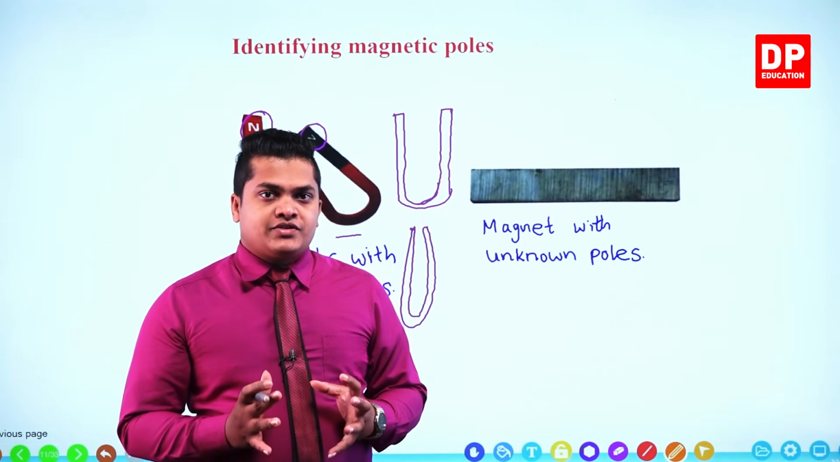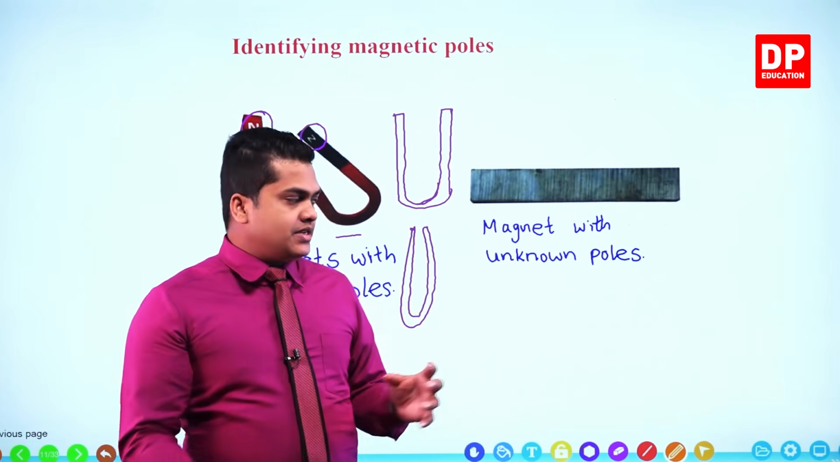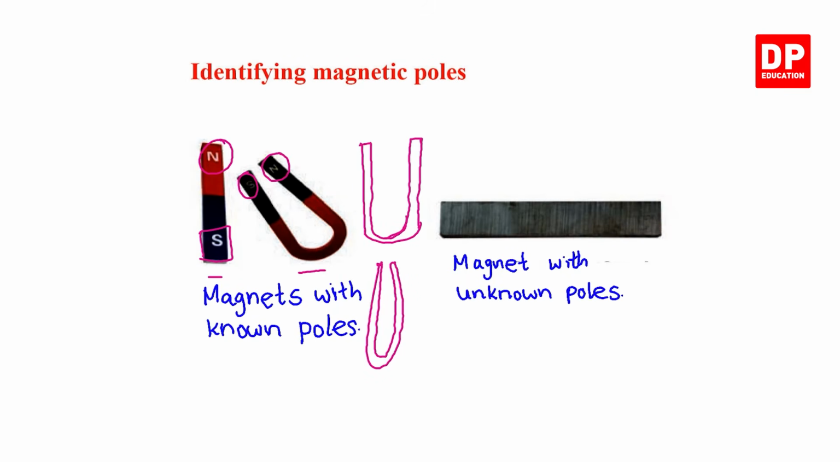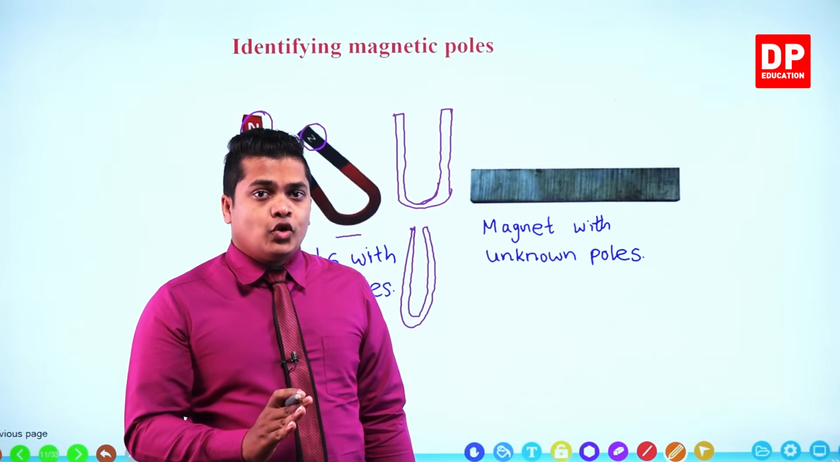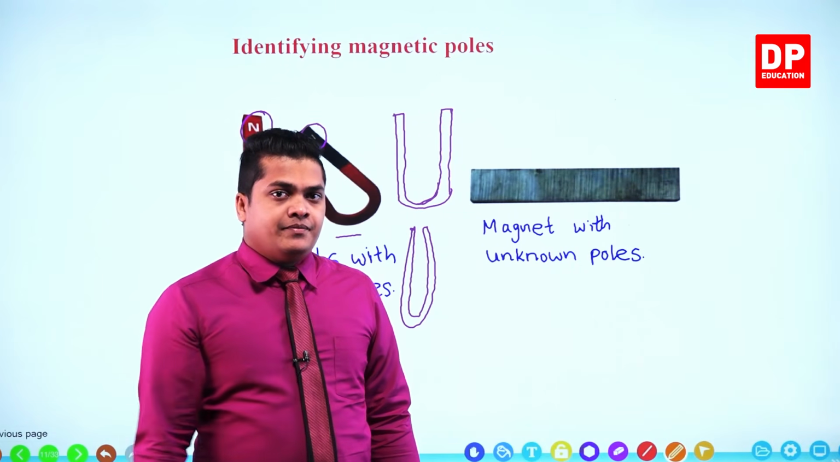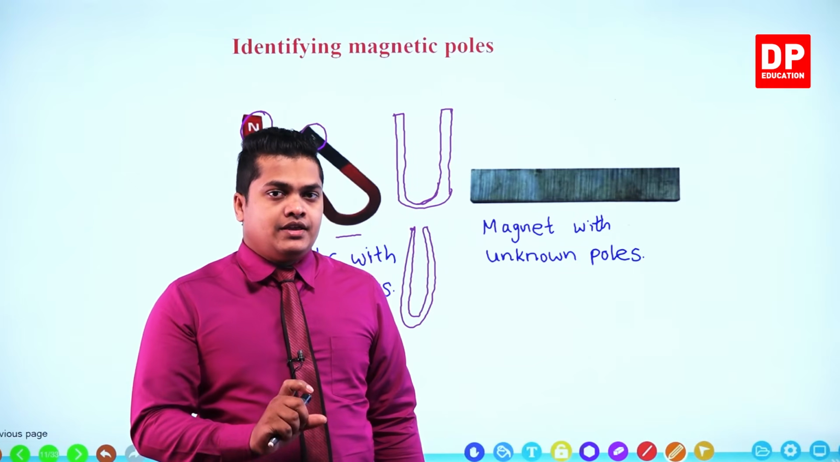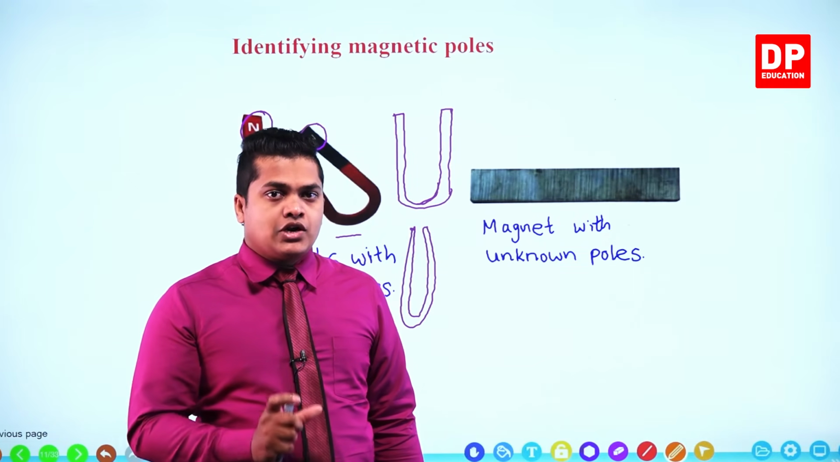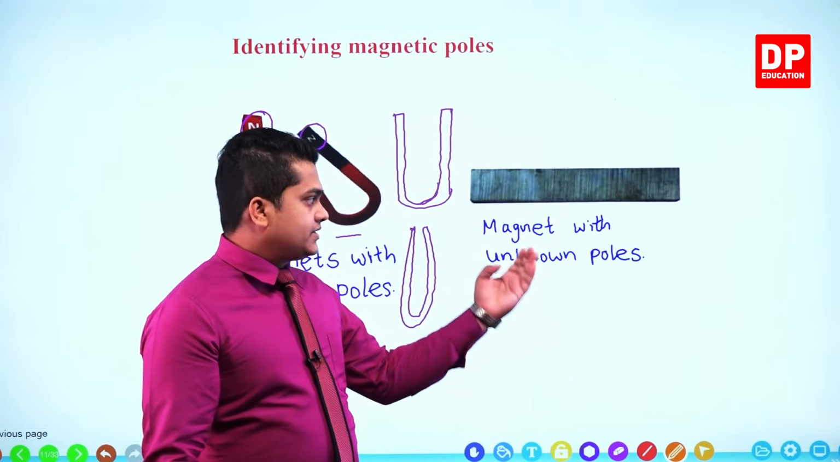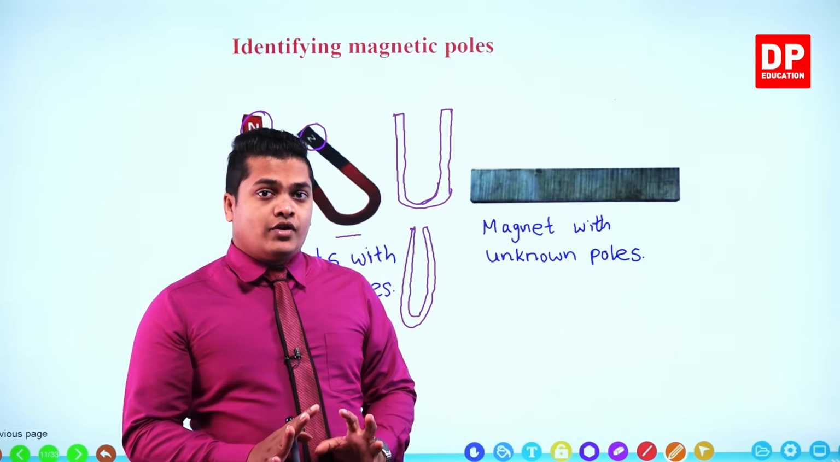Right, my dear children? So these are the magnetic poles. There are some kinds of magnets which do not have known poles. So in the next chapter, we'll discuss how to identify the poles in an unknown magnet like this.